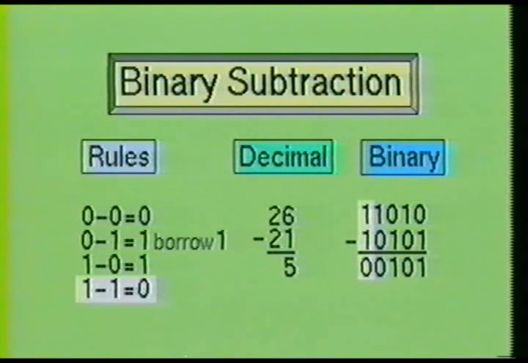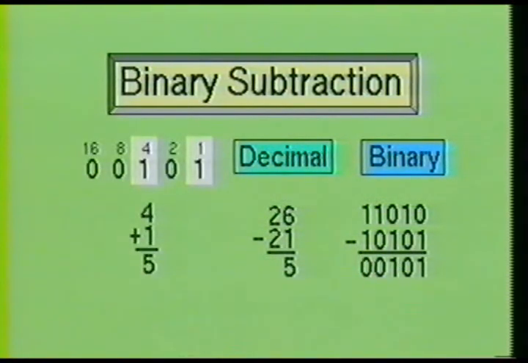In the last column, we have a 1 minus 1. According to the rules, the answer is 0, so we place a 0 in this column. When we convert the binary number 00101 into decimal, we find the answer is 5.